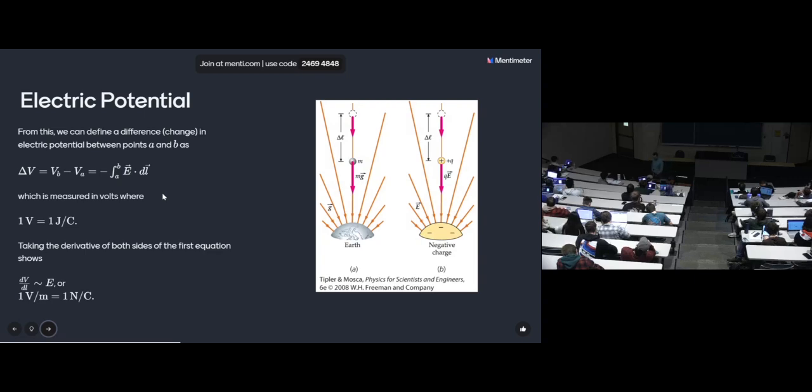And taking the derivative of both sides, or dividing by dl on both sides, then I get dV/dl is proportional to the electric field strength. And the reason that I point that out is we said before that electric field strength is measured as newtons per coulomb. But by this logic, newtons per coulomb is the same as volts per meter. So we can measure electric field strength in newtons per coulomb or volts per meter, and we're measuring the same thing.